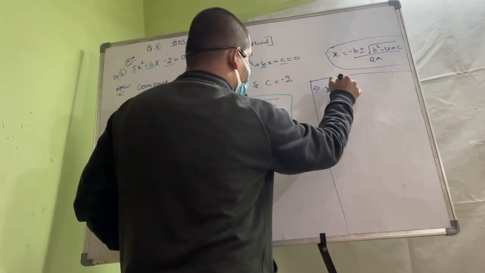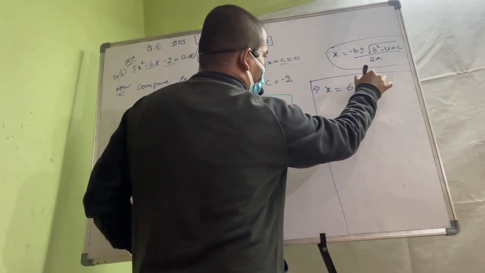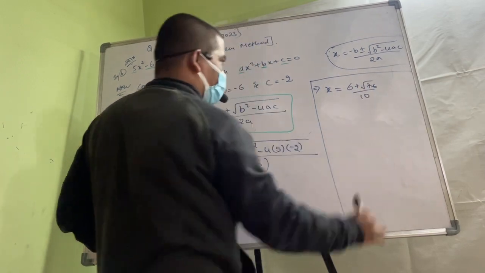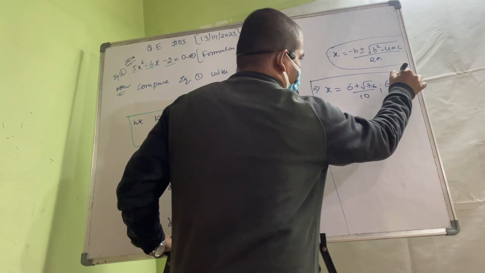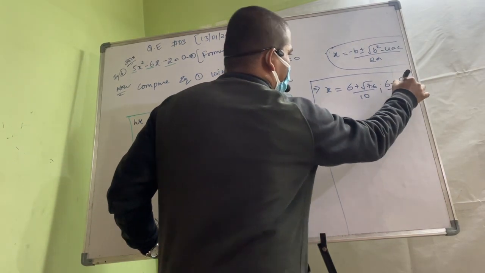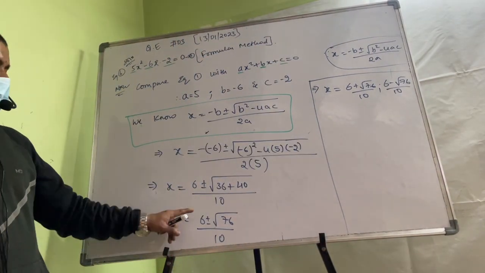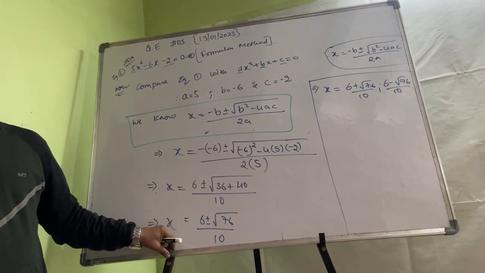X is equal to 6 plus under root 76 by 10 you write. Right. And next time what you do? 6 minus under root 76 by 10 you write. Clear? Once you write plus, next time you write minus.